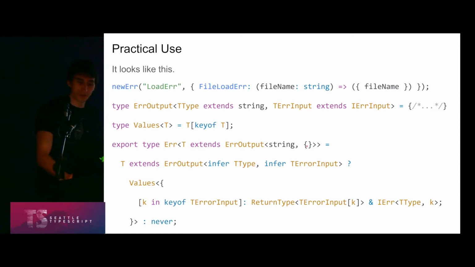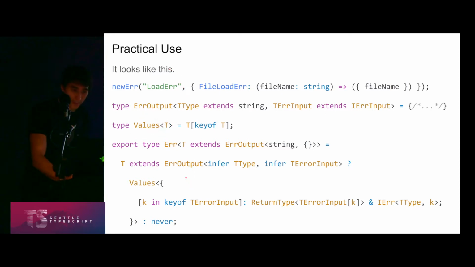This is where infer comes in. We're going to infer the type that gets passed in, and we're going to infer the input, which would have all these functions in it. And then we're going to use this values type, which takes a map and creates a union of all of the values in that map. So if you had like 1 maps to hello and 2 maps to world, the result would be hello or world. That's how this values type works.